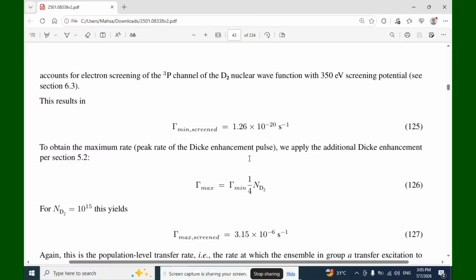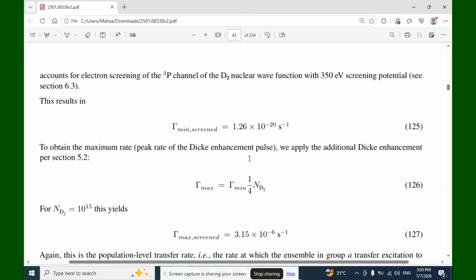This accounts for electron screening of the Peter channel of the deuterium nuclear wave function with a 350 electron volt screening potential. See section 6.3. This result is gamma minimum screen equal to 1.26 multiplied by 10 to the power of minus 21 per second.